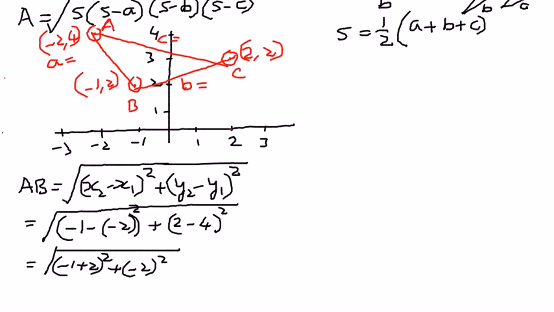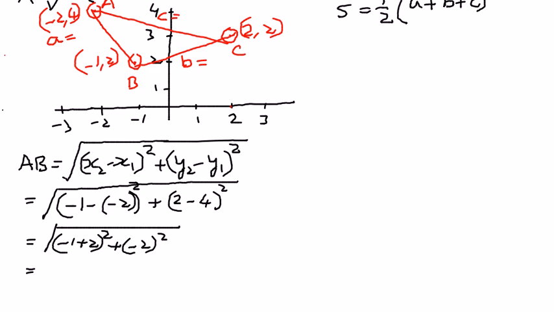And when we simplify that, we're going to get negative 1 plus 2 will be 1 raised to the power of 2, plus negative 2 raised to the power of 2 will be 4. Negative 1 raised to the power of 2, we could have simplified this some more here right away. So this is going to be 1 raised to the power of 2 is going to be 1. Therefore, when we simplify that, that value is going to be equal to square root of 5. So therefore, the length of line segment AB is going to be equal to square root of 5.